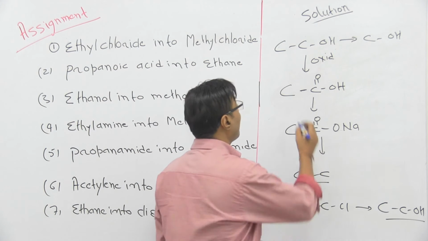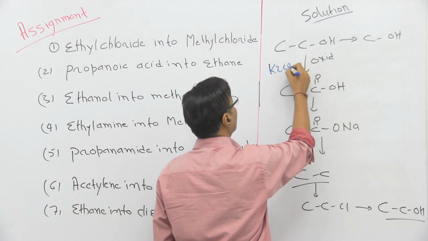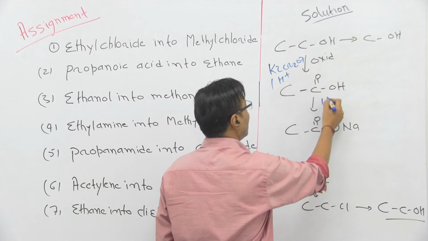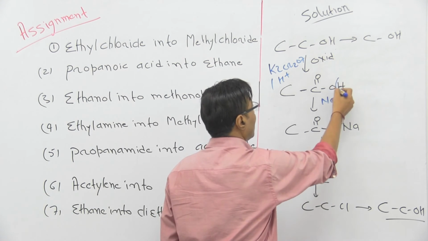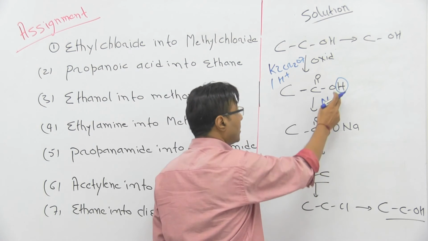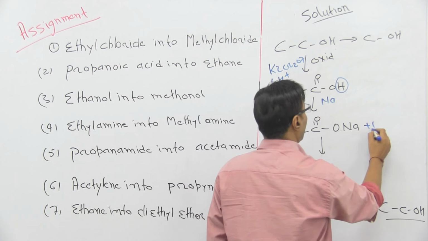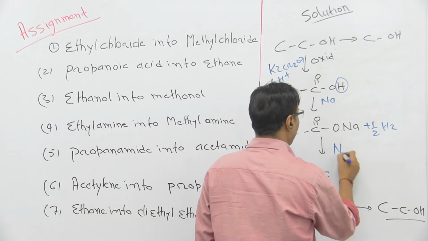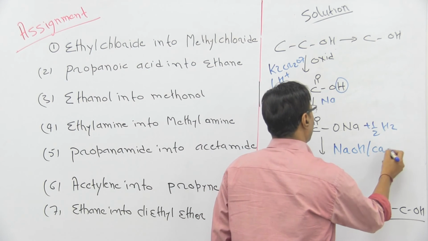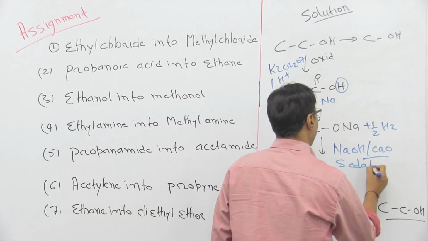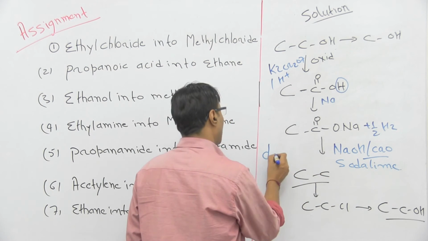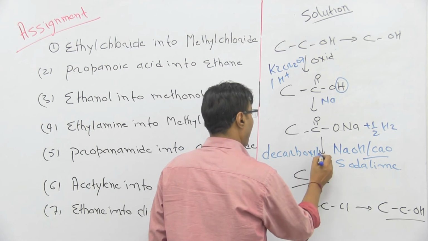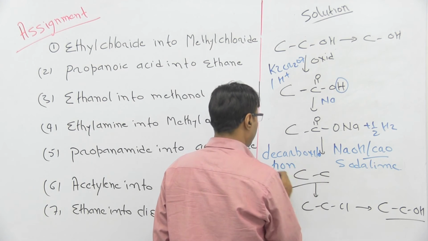Now what is the reagent? It's K2Cr2O7 in the presence of H positive. This one is sodium, so this hydrogen will be replaced by sodium plus half H2. In this case, soda lime, NaOH in the presence of CaO. It's a decarboxylation.